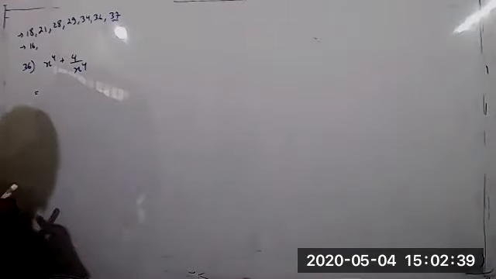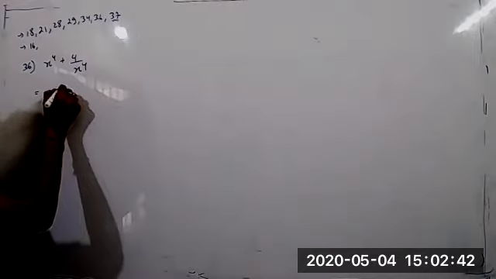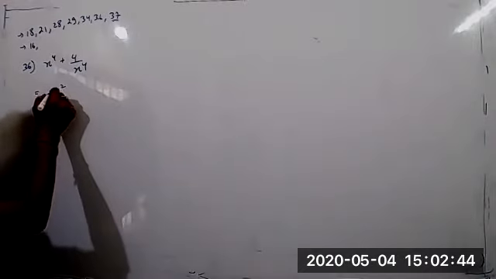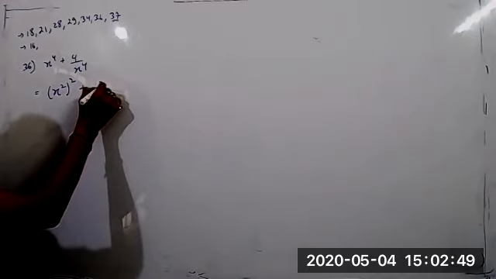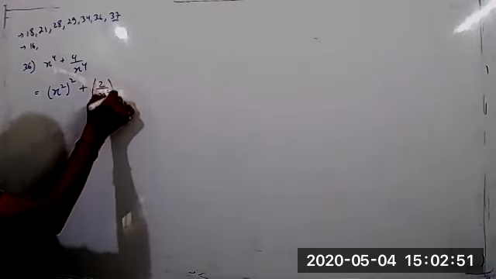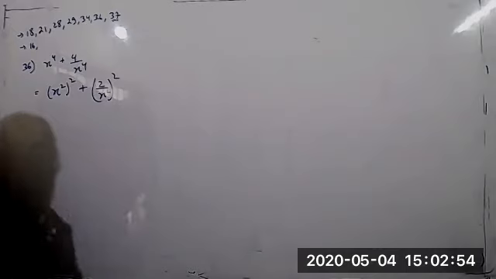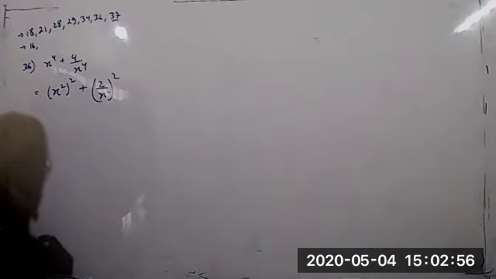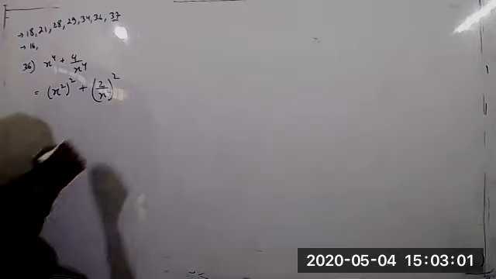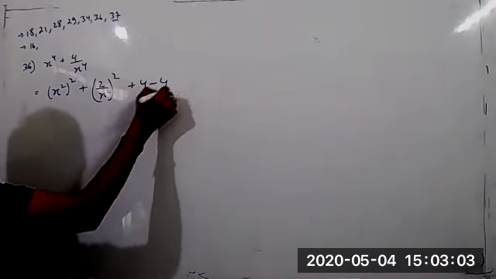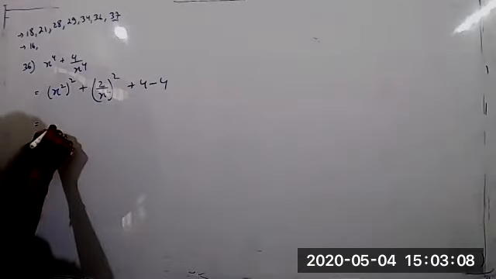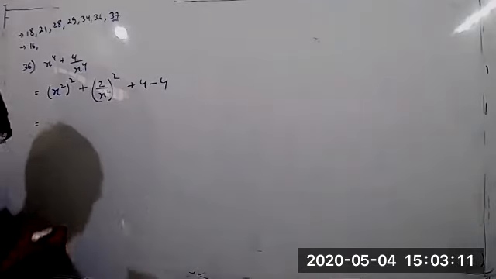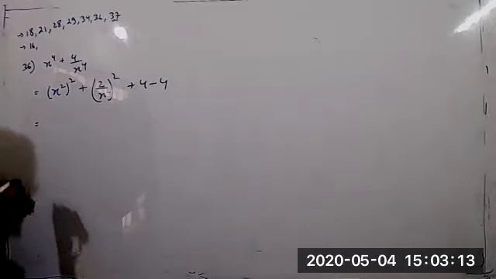Sir, first we take x square to the power 2 plus 2 by x square to the power 2. Then we can add 4 and subtract 4, plus 4 minus 4. So we take the first 3 terms in a big bracket. Why did you do that? Explain to everyone.